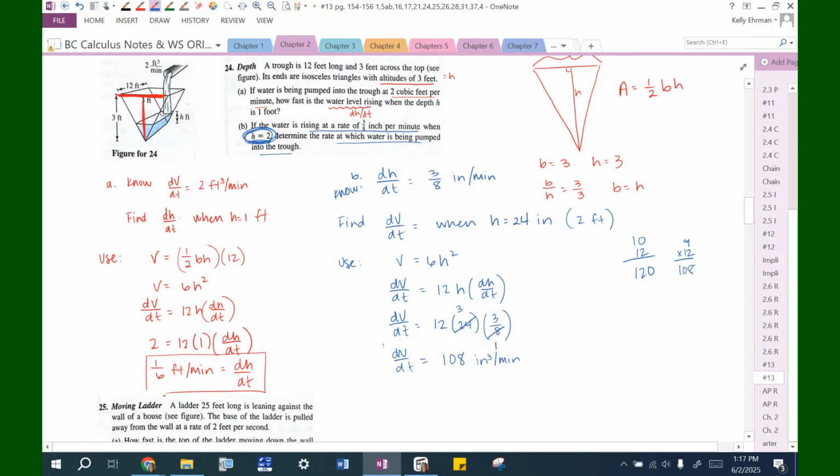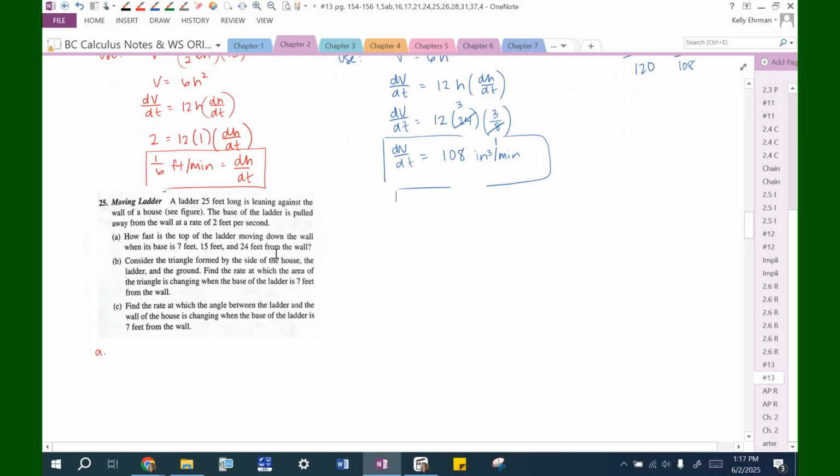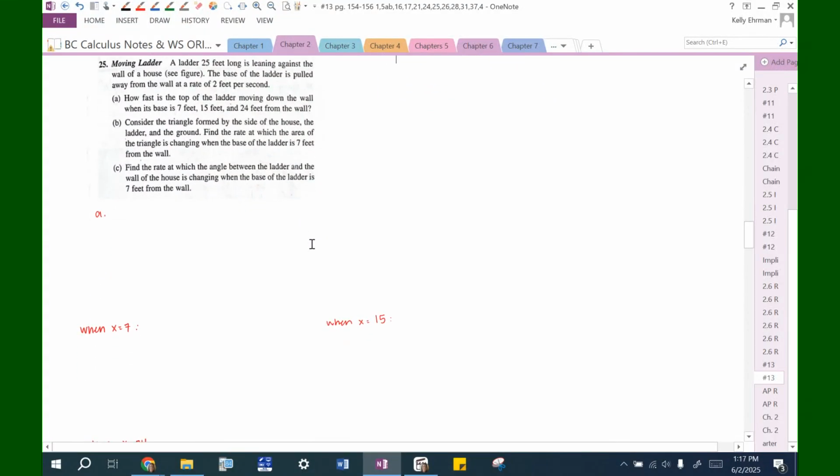So if I remember to update my answer key, I will do that. If not, maybe we'll have something to talk about in class. All right, moving a ladder. A ladder 25 feet long is leaning against the wall of a house. I forgot to snip the picture in here, so I think I can draw a ladder leaning against a house. Here's a ladder, 25 feet.